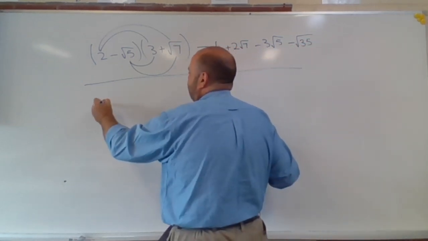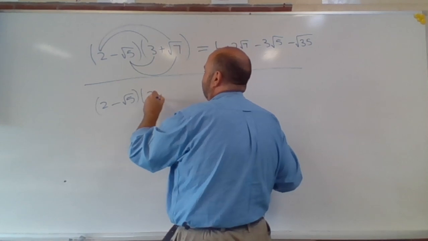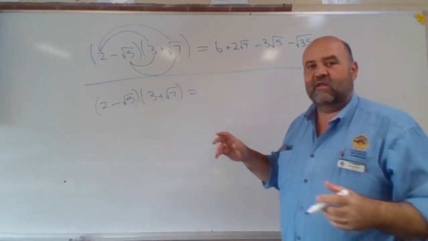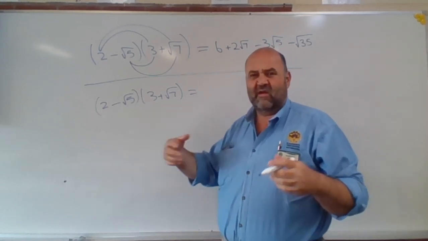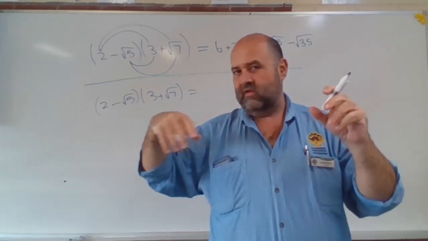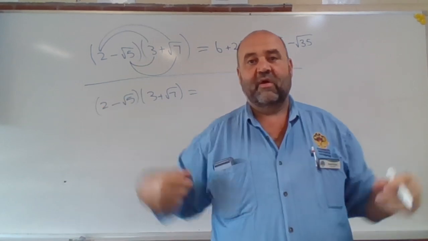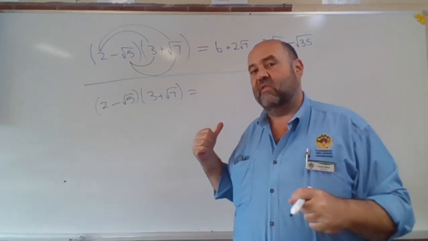If I want to look at 2 minus root 5 times 3 plus root 7. Now remember, this says that this group is being multiplied by that group. Think about the handshaking scenario, right? If I said, pretend it was not just you and me in the room, but a whole lot of people, and I said everybody in this room was going to go and shake hands with everybody next door.